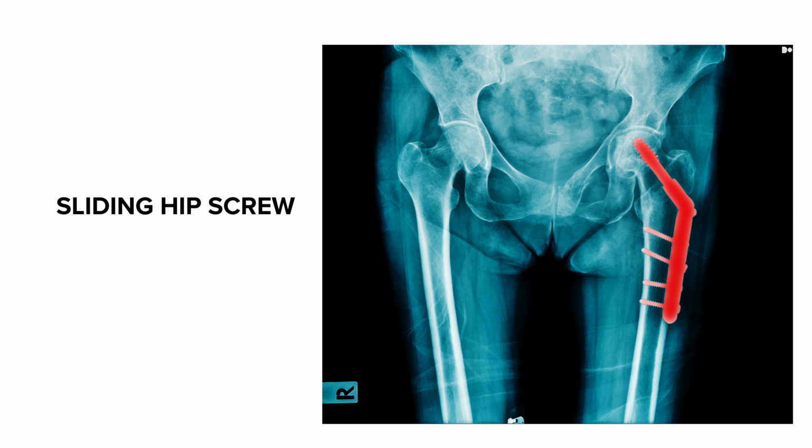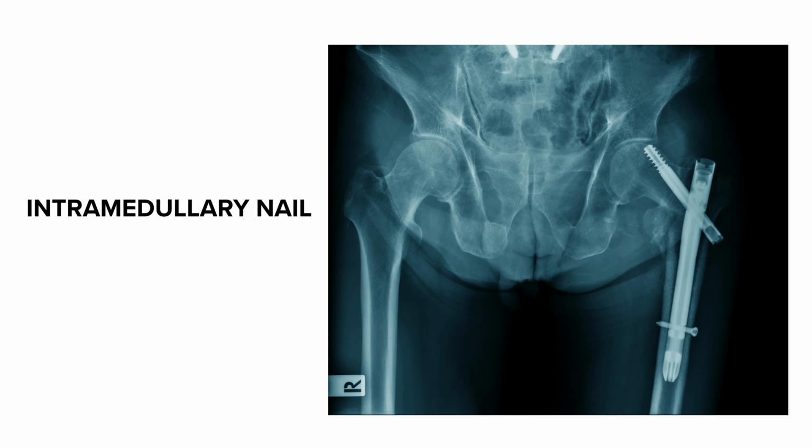Sliding hip screw, also known as dynamic hip screw, is a hip surgery procedure to fix intertrochanteric fractures of the femur, where the fractures occur just below the femoral neck. Now, the other type of hip surgery is the intramedullary nail. Intramedullary nail is a hip surgery procedure where a metal rod is inserted into the medullary canal of the femur to fix the fracture and is usually used when the patient has extracapsular fractures.